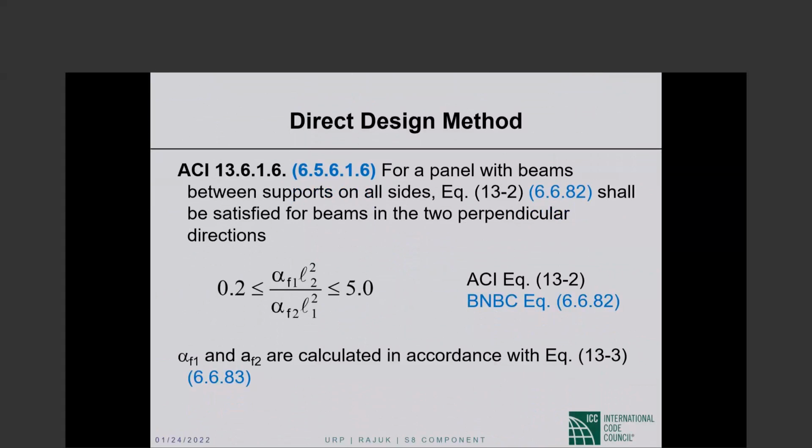And then this ratio for beam supported slabs only, for a panel with beams between supports on all sides, we have to satisfy this limitation. Alpha sub F1 is the beam to slab stiffness ratio that we have shown you. L sub 2 is the transverse span perpendicular to the direction of analysis. Alpha sub F2 is the slab to beam stiffness ratio in the transverse direction. L sub 1 is the span in the long direction. So this ratio has to be between 1/5 and 5.